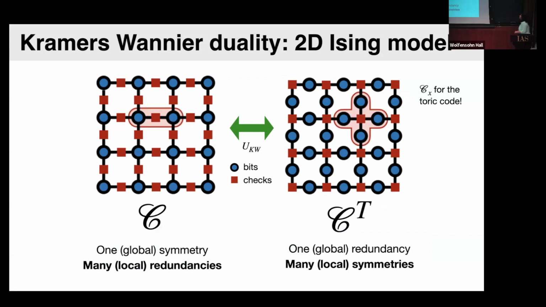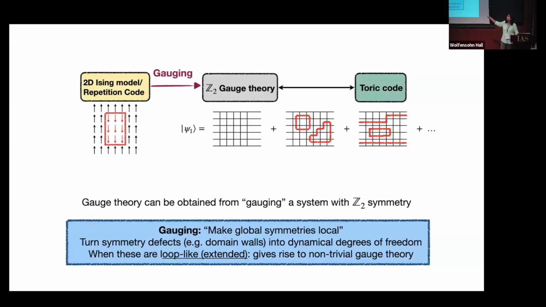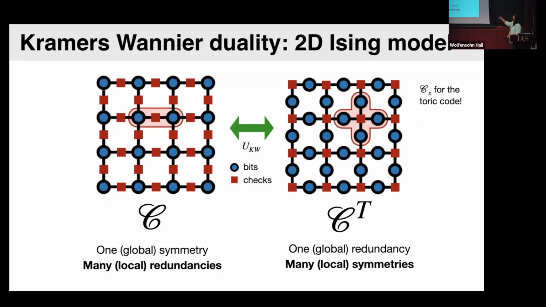All right. So now let's go back, and I want to do the full gauging. But the first step en route to gauging is this Kramers-Wannier duality. When I'm doing the Kramers-Wannier duality, once again, I'm swapping a code with its transpose. So for the 2D Ising model, you again have bits on the vertices and checks on the edges.